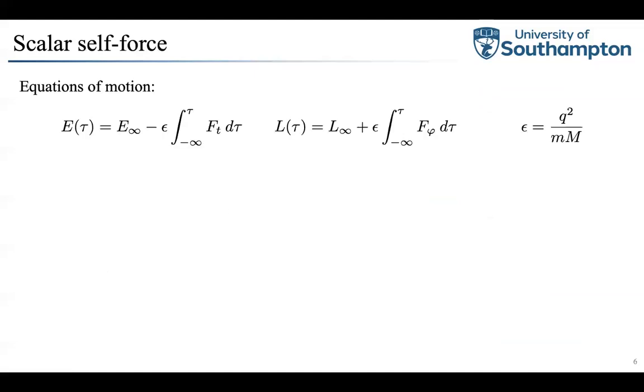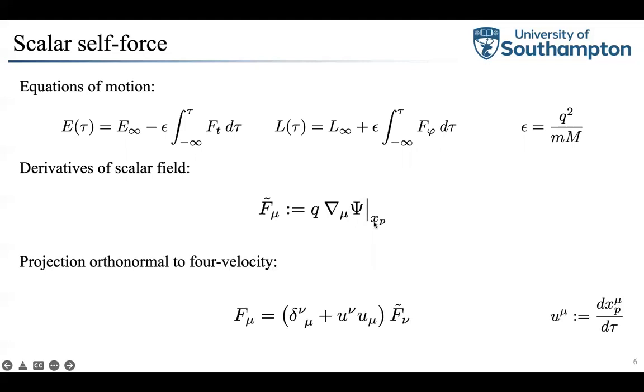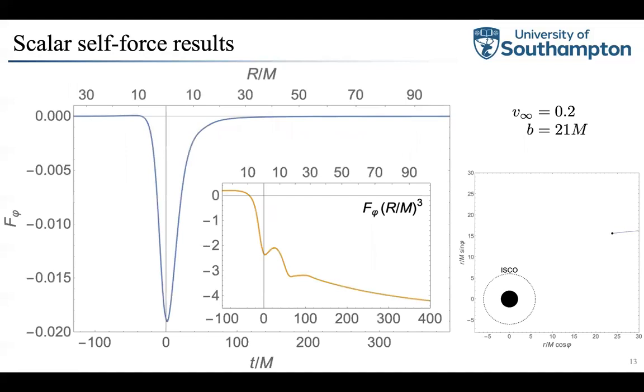So in the scalar case, the equations of motion have the same form as the gravitational case, except here the small parameter we expand in is proportional to this scalar charge q squared. So to get the self-force, we first take derivatives of the scalar field along the world line, and then take the projection orthonormal to the four-velocity, and this gives us the scalar self-force F, which is what we need to put into the equation to calculate the correction to the scatter angle.